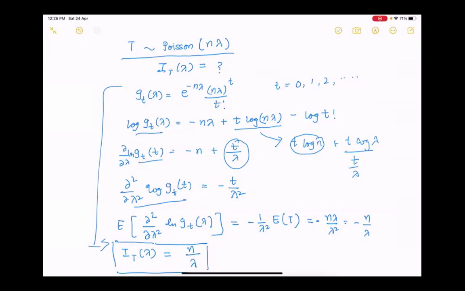So that's why I took the little longer route to actually derive and figure it out.